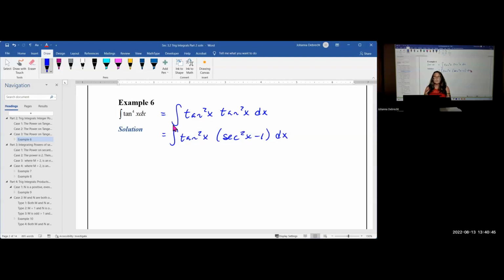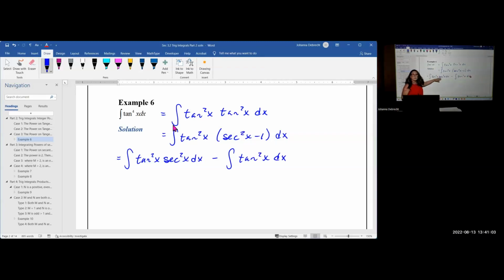Okay, then we distribute, right? So we're going to distribute this out. So we have the integral of tangent squared of x times secant squared of x dx minus the integral of tangent squared of x dx. Now the first one is ready to integrate using a u substitution. So let's go ahead and focus on the first one, and then we'll come back and focus on the second one to finish it out.